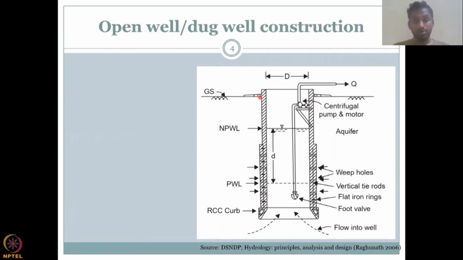The next one we want to see is open well, dug well construction. The first one is a dug well or an open well, but with a hand pump. I'm coming into the agricultural arena now. The previous well was for domestic use, mostly drinking water and domestic water for washing, bathing, etc. Whereas the well that we're going to see now is an open well, a dug well for agriculture.